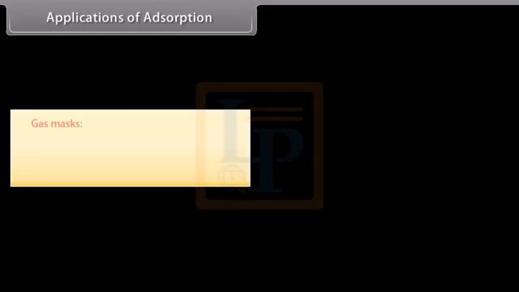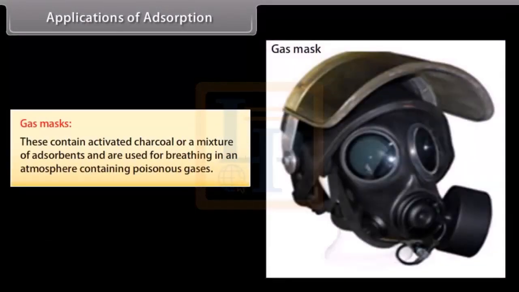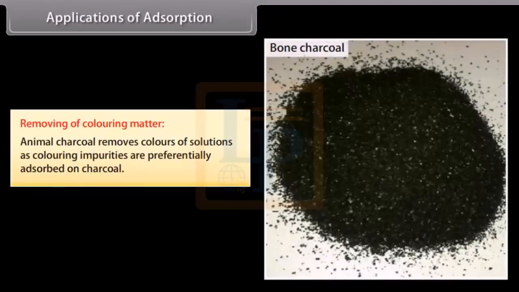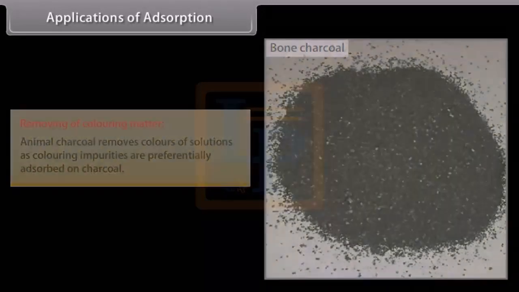Applications of adsorption. Gas masks. These contain activated charcoal or a mixture of adsorbents and are used for breathing in an atmosphere containing poisonous gases. Removing coloring matter. Animal charcoal removes colors of solutions as coloring impurities are preferentially adsorbed on charcoal. For example, bone charcoal is used as decolorizer in the sugar industry.